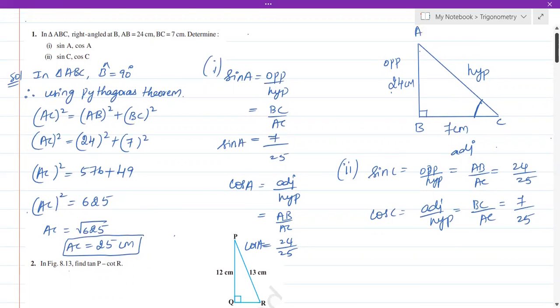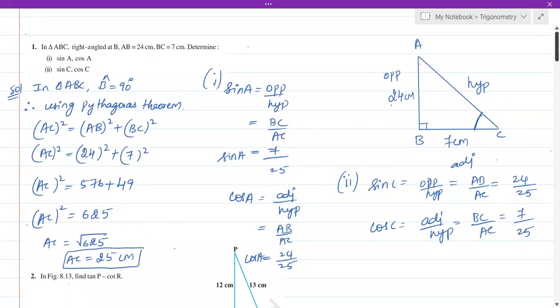So sine A. So if the angle is at A, opposite is BC. So therefore BC by AC will be the answer. So BC value is 7 and AC value is 25. So similarly, we found cos A.